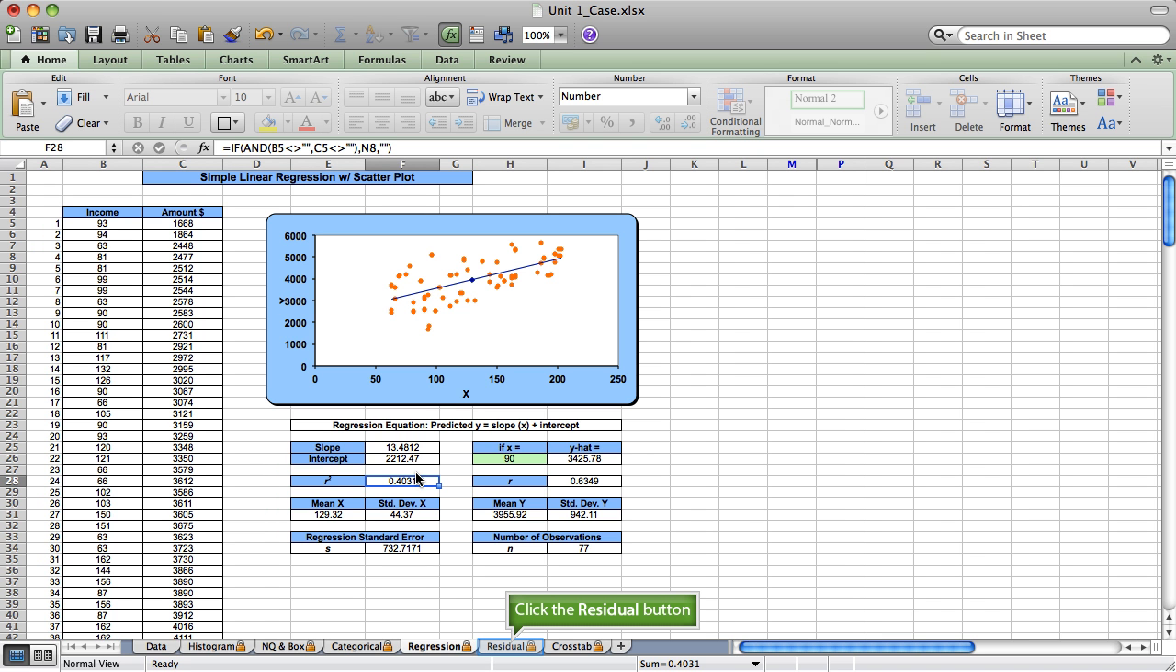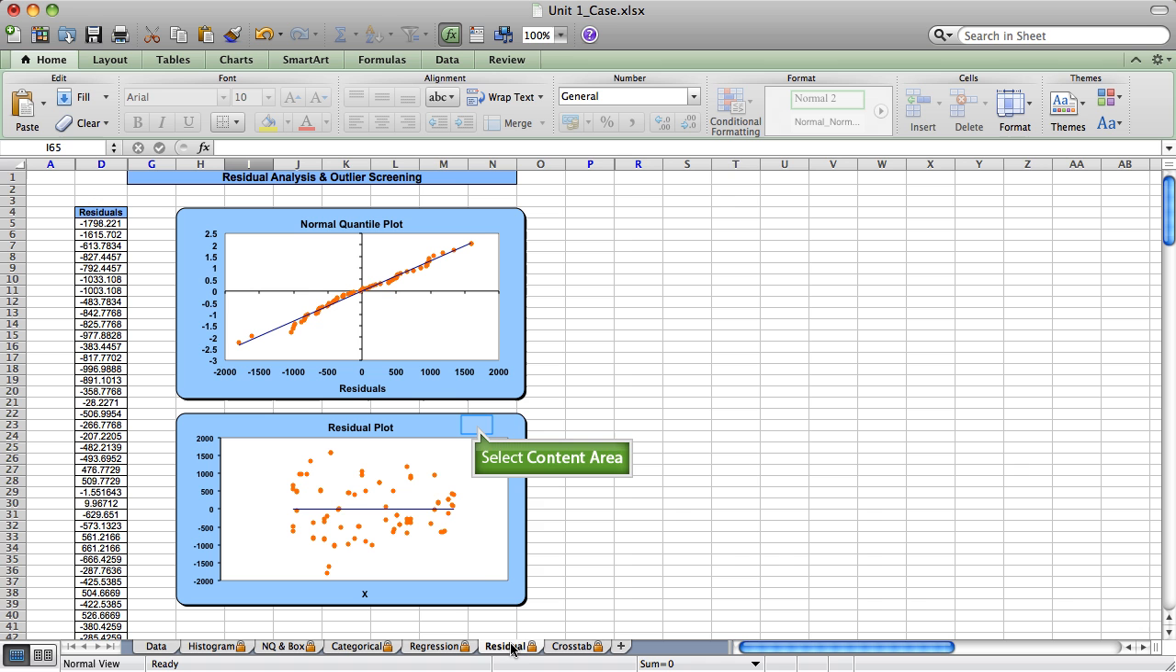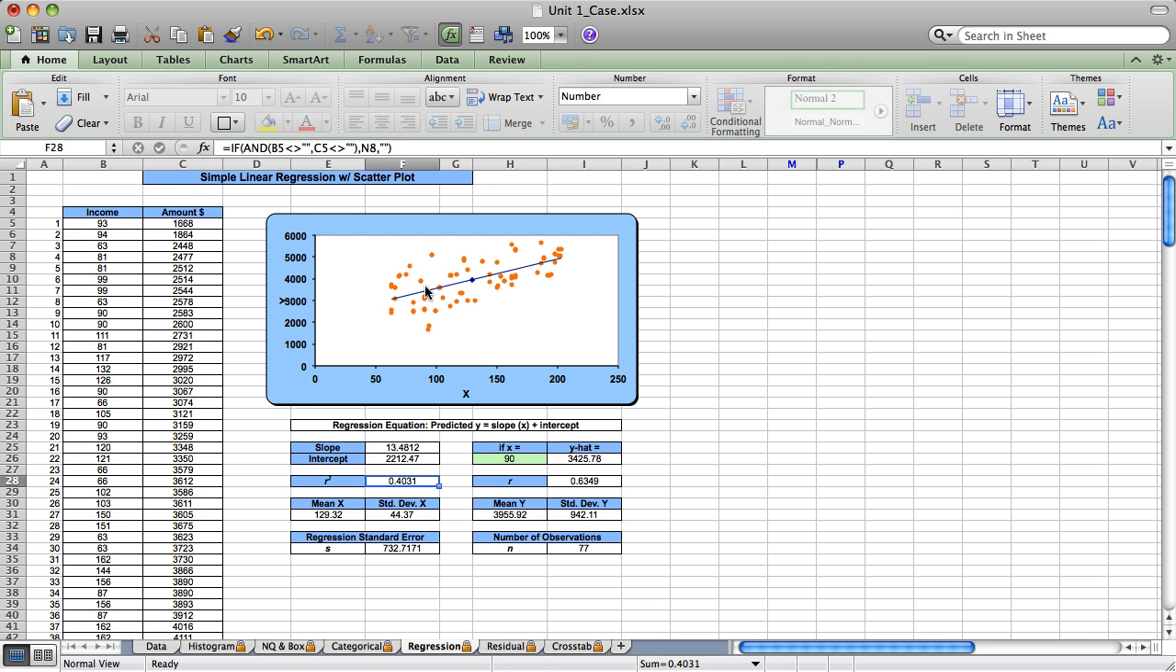If I were to click the Worksheet tab Residual, I would see my residual plot, just the lower plot. The residual plot will give me an indication of any large residuals, or what we call outliers for regression. Those outliers for regression are going to have a direct effect on R squared.